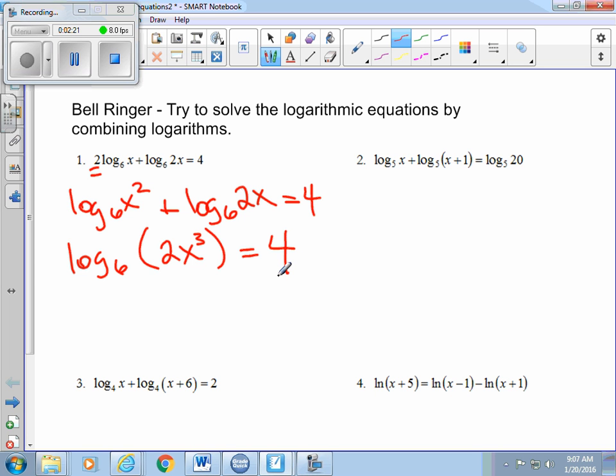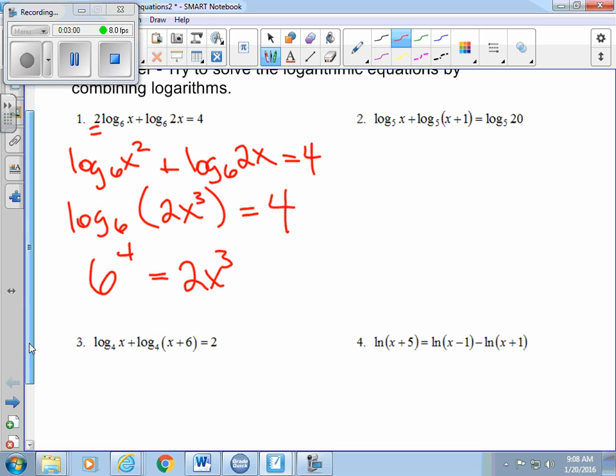Now, this fits one of my categories. It fits a logarithm equals a number. How do you solve an equation that is a logarithm equals a number? You have a note card for that. How do you solve a logarithm equals a number? Rewrite it as an exponential. Do the circle thing. Everyone agree? So I get 6 to the 4th power equals 2x cubed.